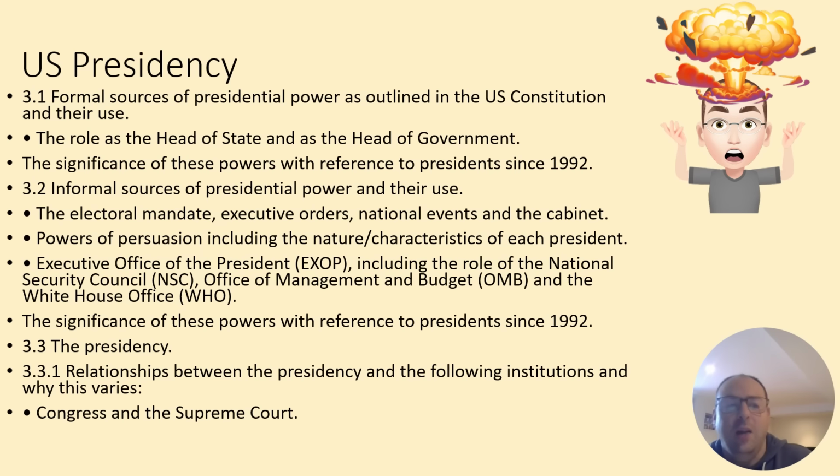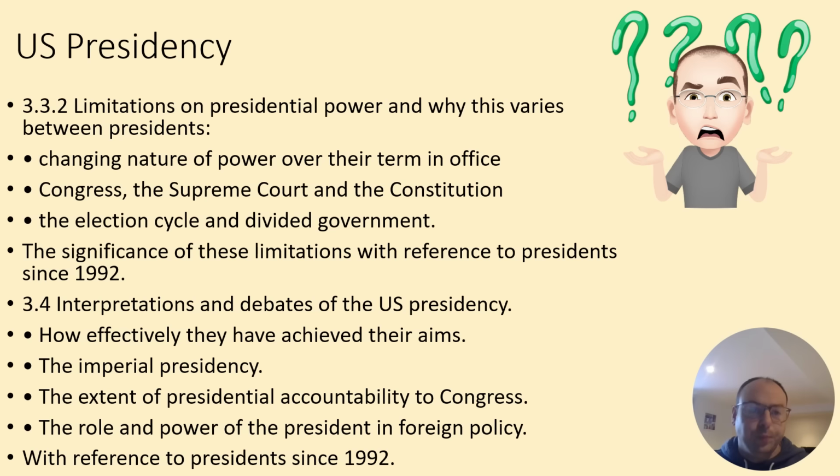And then 3.3, we've got 3.3.1: the relationship between the presidency and the following institutions, and why it varies. So why their relationship with Congress and the Supreme Court varies. It's important to think about that in terms of the change of power during the term in office. For example, a newly elected president who won a massive landslide victory in the Electoral College and the popular vote will be enormously powerful in their first 100 days or so, and will pretty much get their way, because members of Congress are not going to want to get in the way.